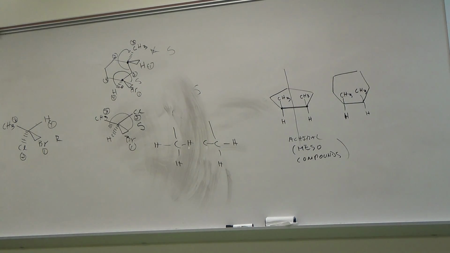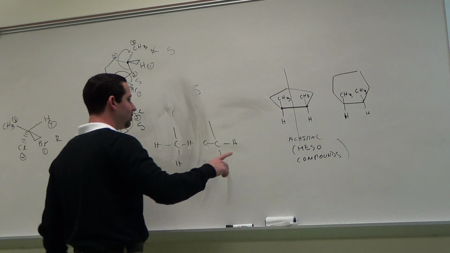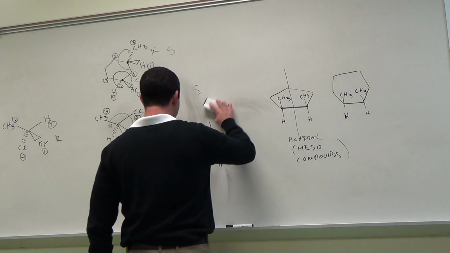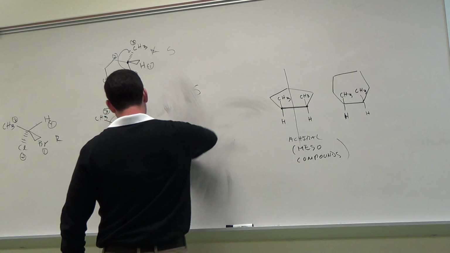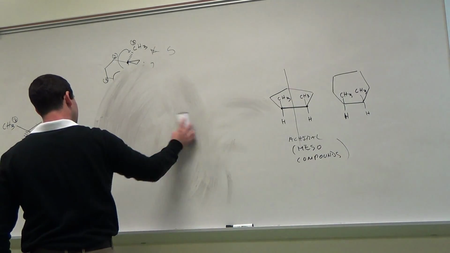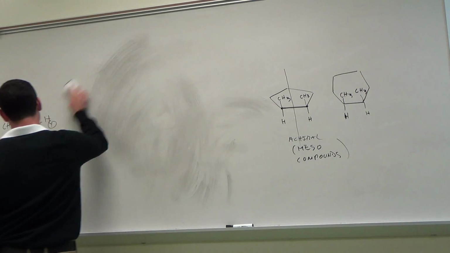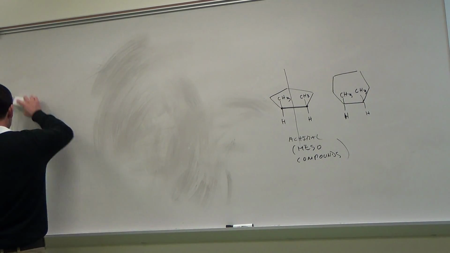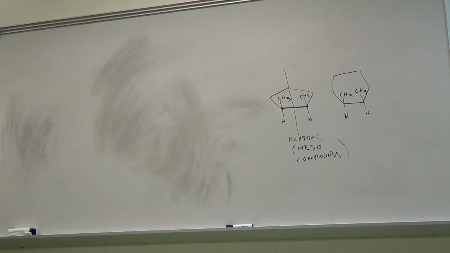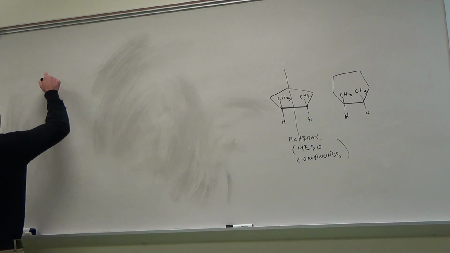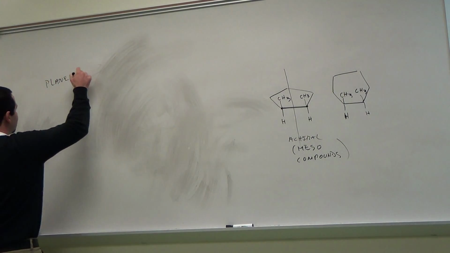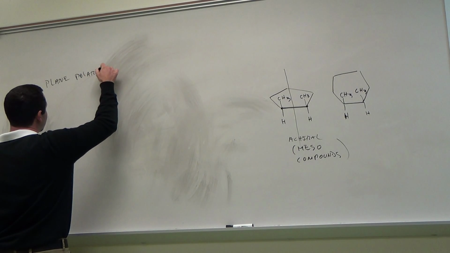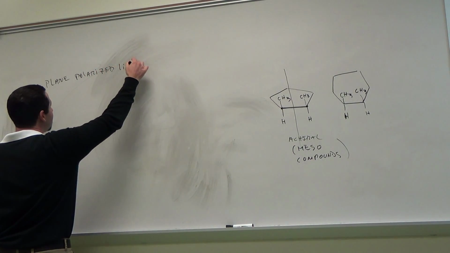And I'm going to tell you what that means now. Sometimes the chiral center or stereogenic, have I mentioned that before, stereogenic? Chiral center or stereogenic center is one that rotates plane polarized light.